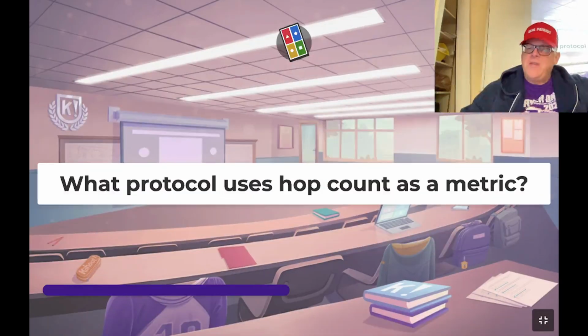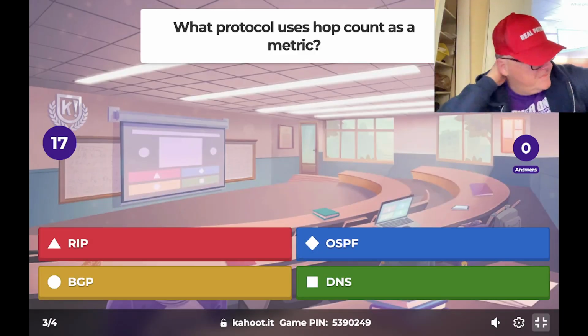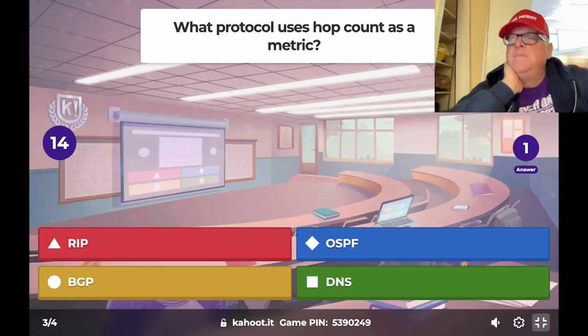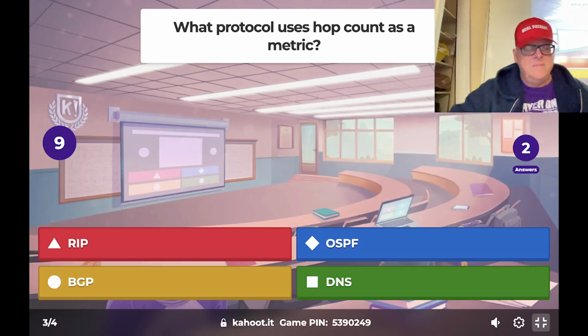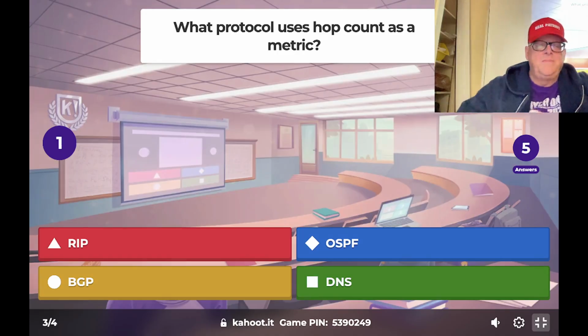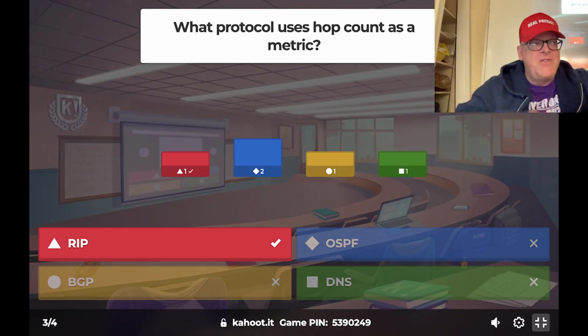All right, what protocol uses hop count as a metric? That was RIP. RIP didn't just know the speed of the links. It just counted the number of hops, which is really not the most effective way to choose the best route, to take the one that has fewer hops instead of the one that's faster. That's one of the many reasons why RIP is very inefficient.